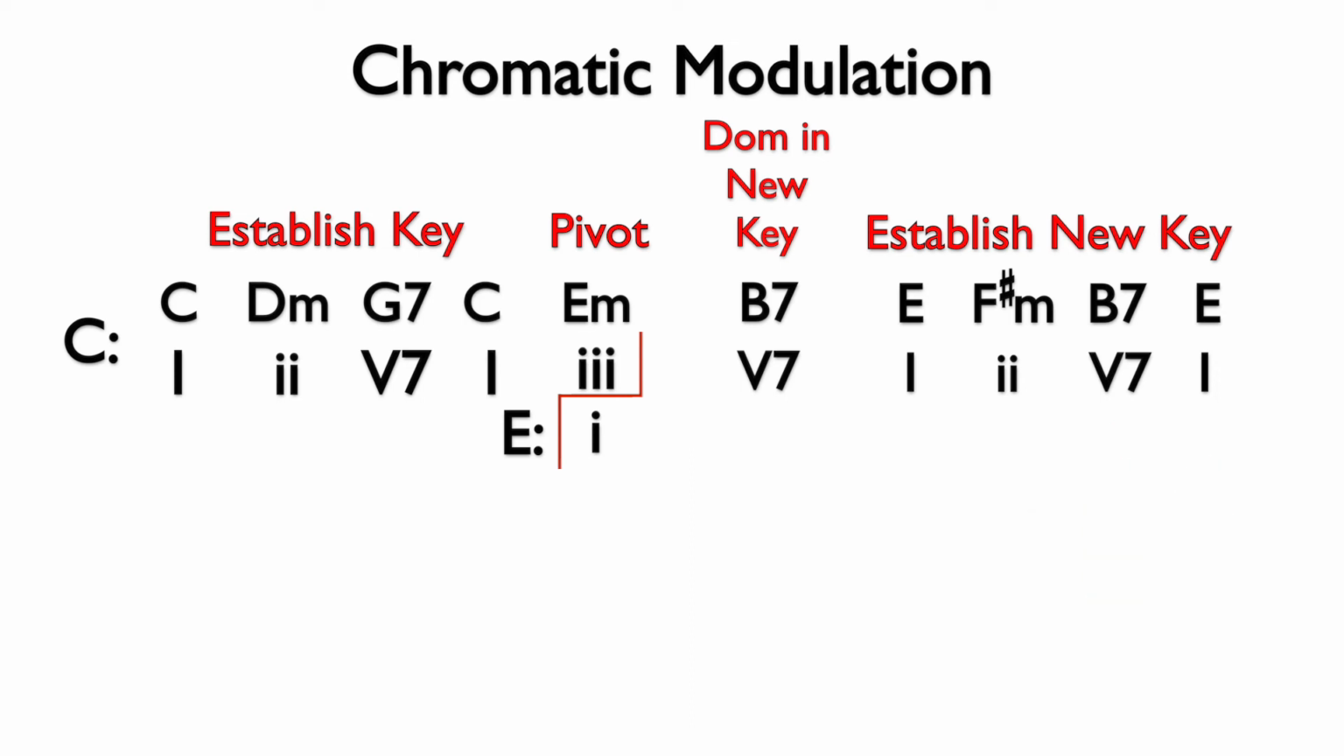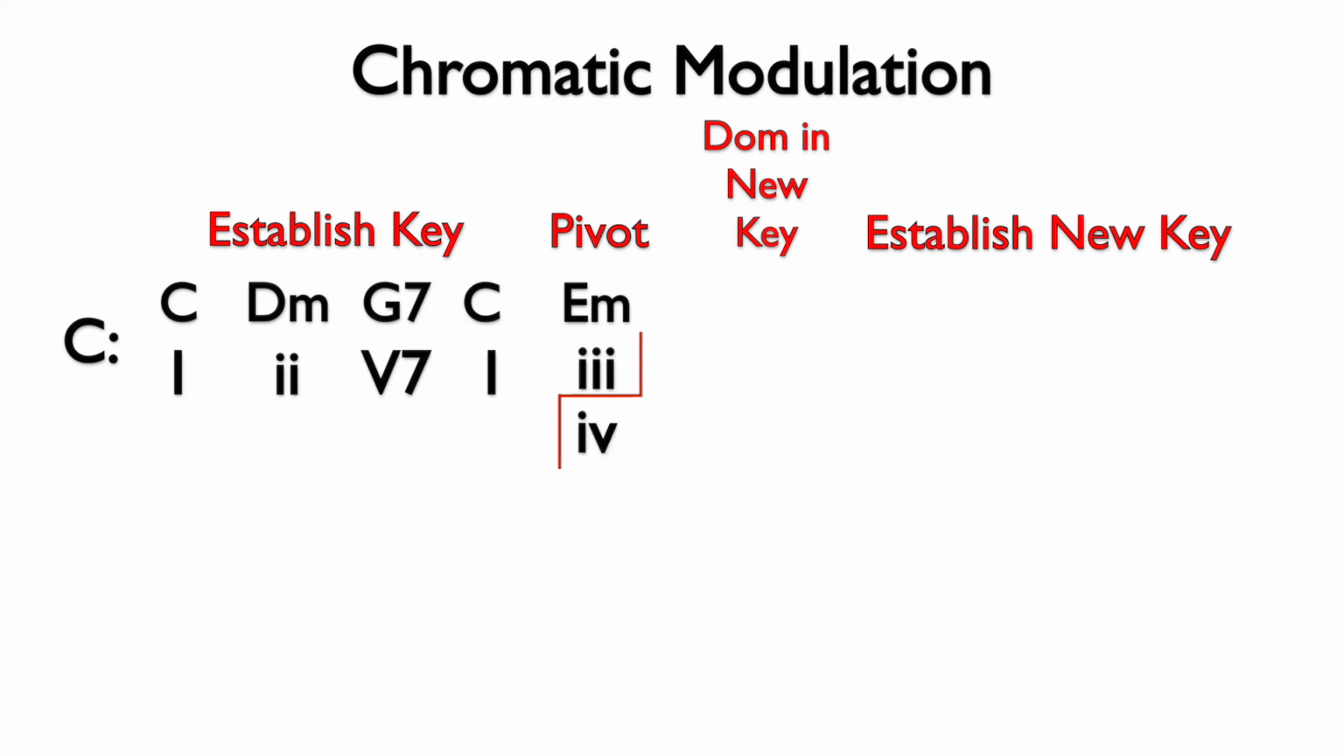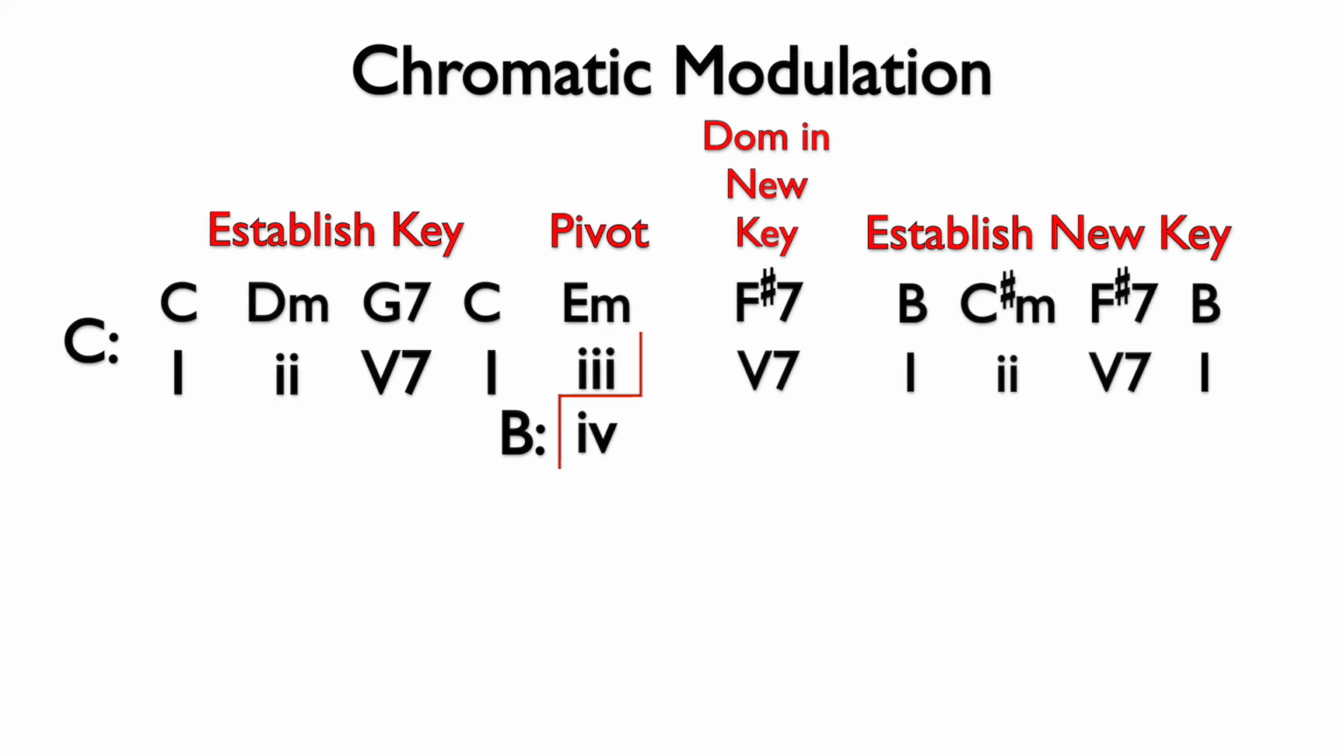If E minor was used as a minor 4 in the new key, we could transition to the key of B major. E minor is 3 in C and minor 4 in B. We follow with F sharp dominant 7, the dominant in B, then establish the key of B. Here is the sound of this progression.